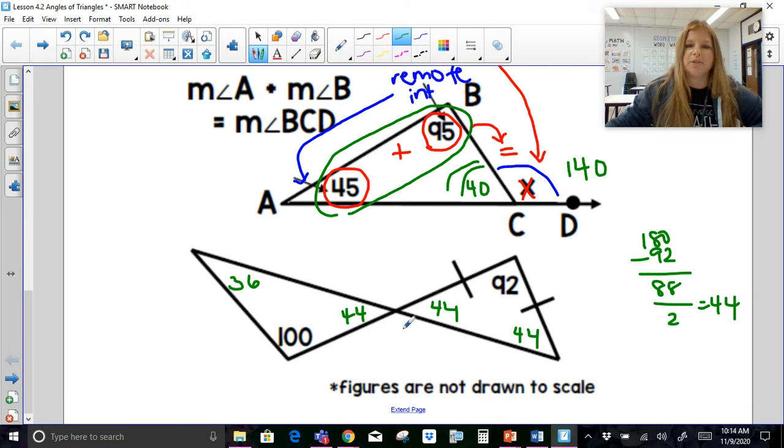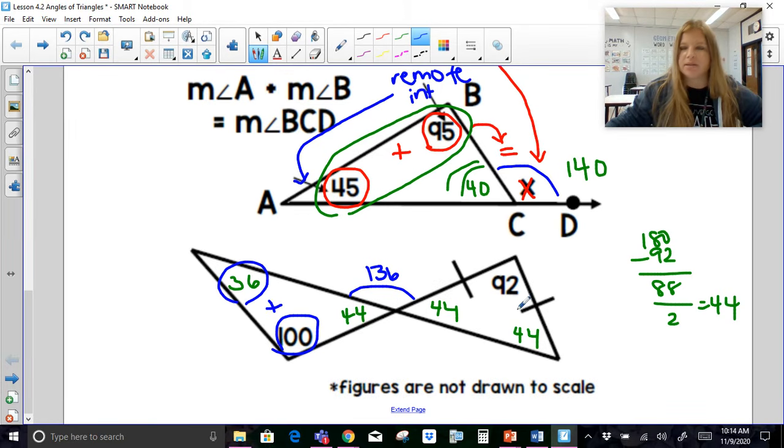But now something else I want to show you is this exterior angle. This angle here. Now there's a couple ways to find it. We could do 180 minus 44, or I could simply add up 36 and 100. Those are the remote interiors, and they're going to add up to 136 here. So the sum of those two angles.